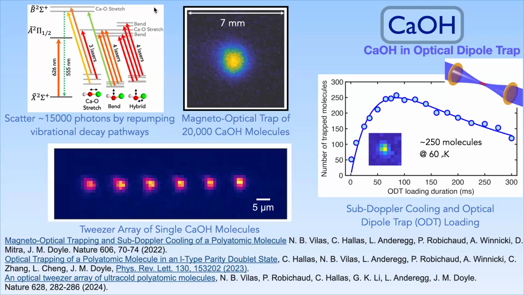Any CaOH people here? Yes, I get it. Thumbs up. 12 lasers. You think, oh, 12 lasers, that's a nightmare. It's not really a nightmare, and one of the reasons is these fiber lasers with the SFG are super reliable. Many of these lasers are actually low power too. We made a magneto-optical trap. We did sub-Doppler cooling. We put them in an optical dipole trap, and you're actually seeing a tweezer array of single CaOH molecules. So that's where we are with polyatomic molecules as of this year.